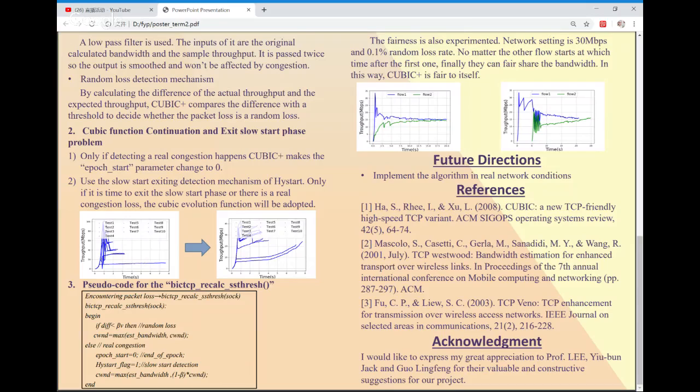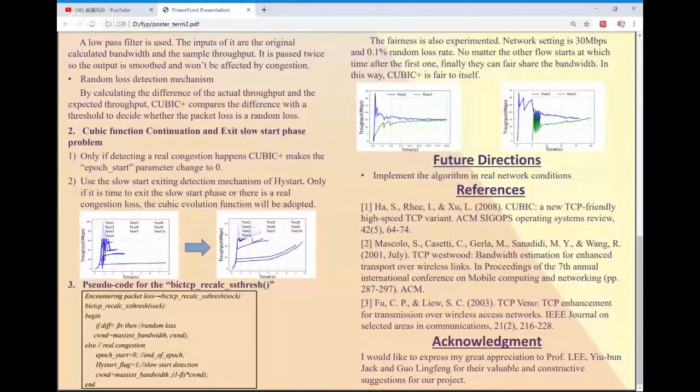The second problem is the exit slow start phase problem. As you can see from these two figures, in my 10 test cases, there are always some flows that will exit the slow start phase very early. This is because in the original slow start mechanism, when it encounters packet loss, it will exit the slow start phase. However, in my aim, if the packet loss is a random loss, we should not exit the slow start phase. In this way, I found the mechanism of HyStart, because as I have mentioned before, HyStart can detect when to exit the slow start phase.